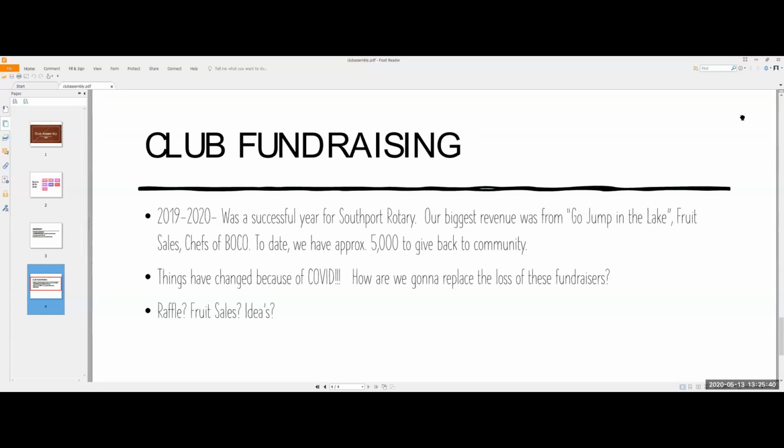Well, maybe we need to take a look at the breakdown and see how much of the fruit sales actually was contributed to Dozier and see what that number is. Did we get the final result of the Chefs of Brunswick?